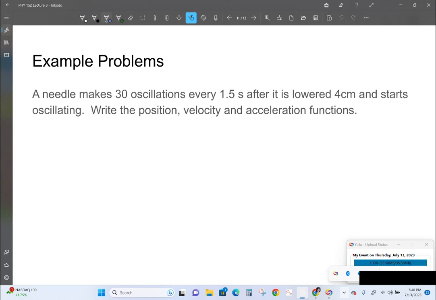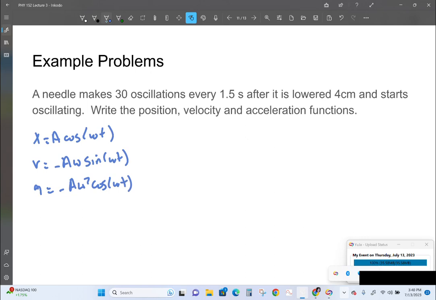All right, let's just do a couple of example problems. A needle makes 30 oscillations after it's lowered. Write the position, velocity, and acceleration functions. So remember, x is equal to A cosine of omega t. v is going to be equal to negative AW sine of omega t. And a is going to be equal to negative AW squared cosine of omega t. So A is going to be 4 centimeters for both of them. And omega is going to be 2 pi times f. Well, f is going to be 30 oscillations divided by 1.5.